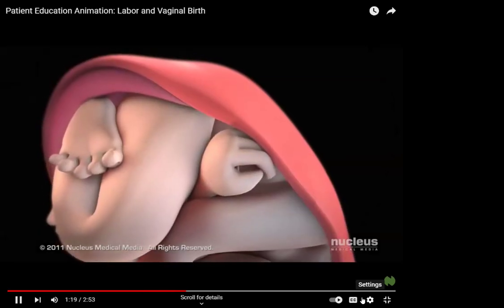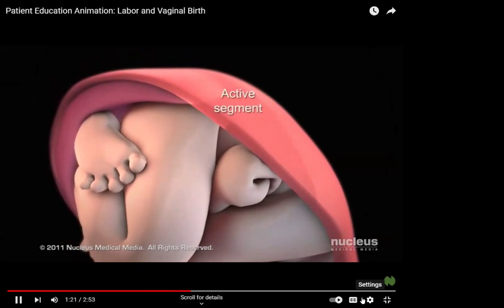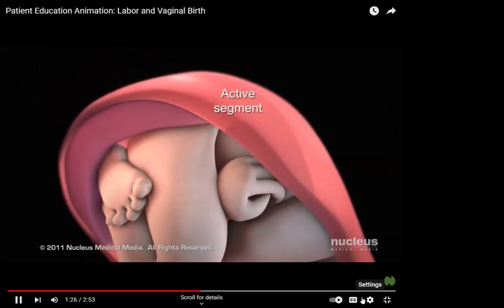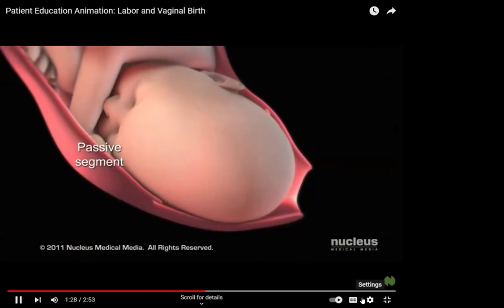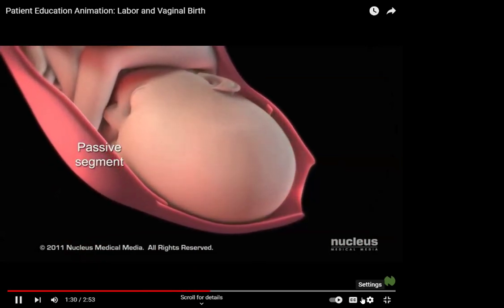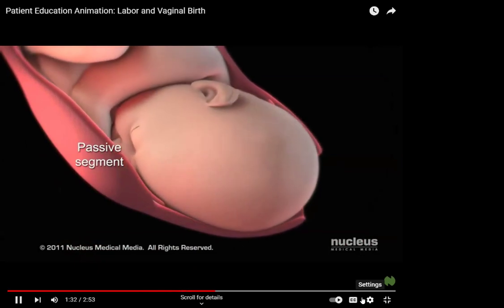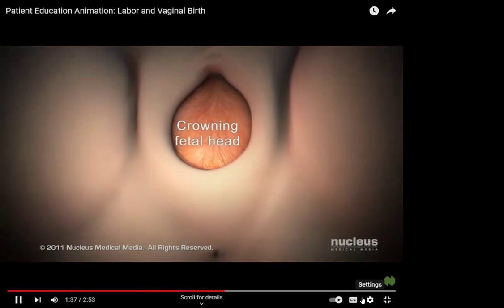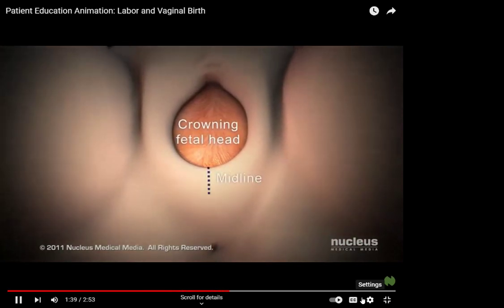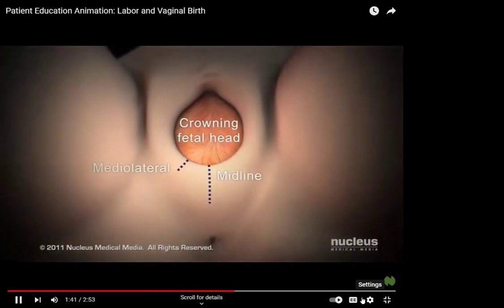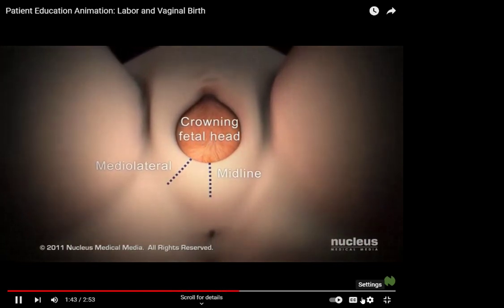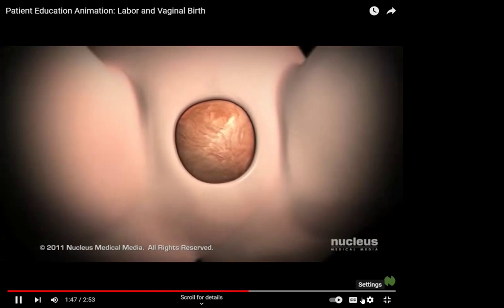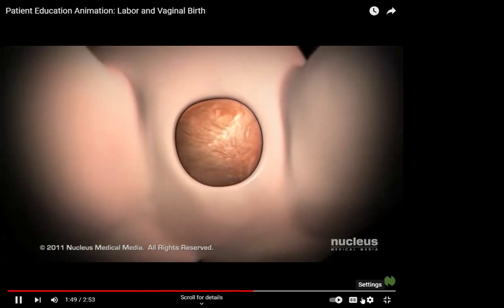During active labor, your uterus is divided into an active segment that contracts, pushing the baby downward, and a flexible passive segment that remains relaxed, stretching to provide more room for the baby to pass through. When the top of your baby's head appears, or crowns, your doctor may make a small cut, called an episiotomy, to enlarge the vaginal opening. Then, your doctor or midwife will give you instructions on how to push your baby out.